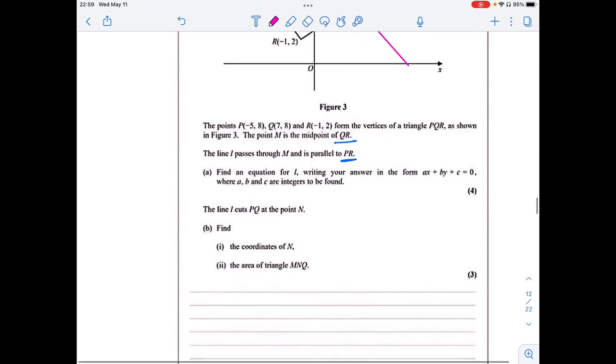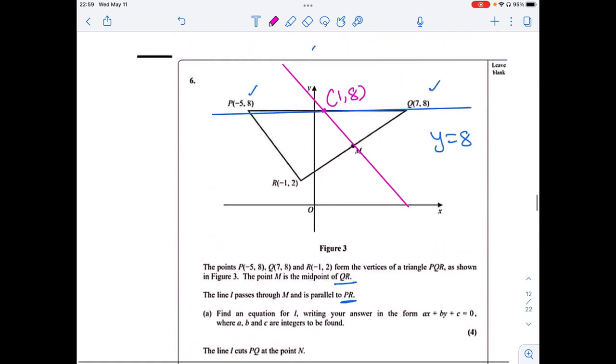Now what is he asking? Find the area of the triangle MNQ, and this point is N. He's asking us to find the area of triangle MNQ. This is 3 comma 5.